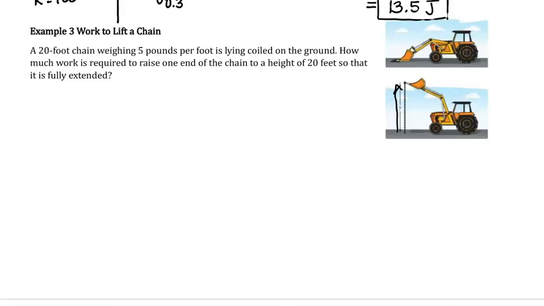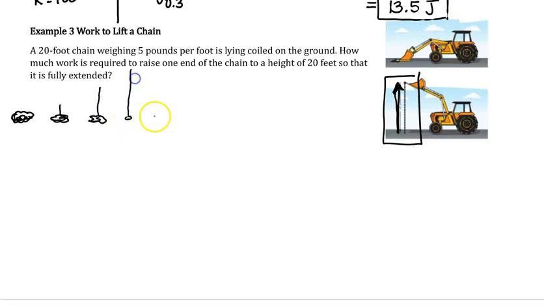In this example, we have a 20-foot chain that weighs 5 pounds per foot, and it's lying coiled on the ground. So that we have a chain lying on the ground. We want to know how much work it will take to raise one end of the chain to a height of 20 feet so that the chain is fully extended. So we'll take the chain, we'll pull a little bit of the chain up, then we pull a little bit more of the chain up, and then eventually the entire chain has been extended.